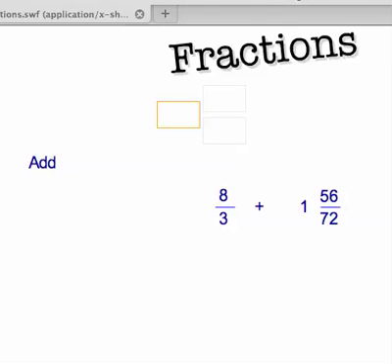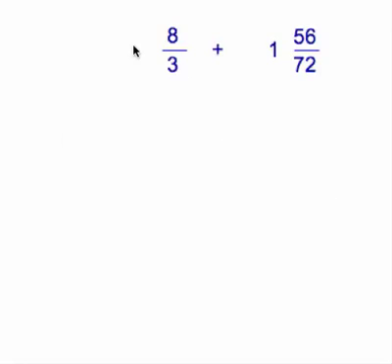Adding fractions. Here we have 8/3 being added to 1 and 56/72. All right, so the first thing we need to do is reduce. So let's go and get that done. What goes into 8 that also goes into 3?